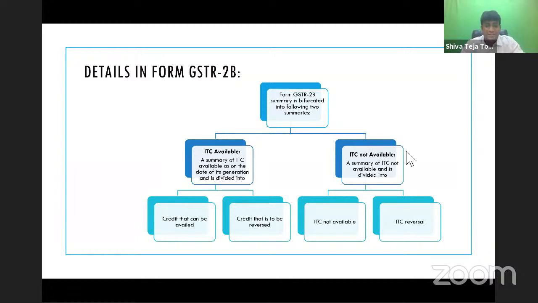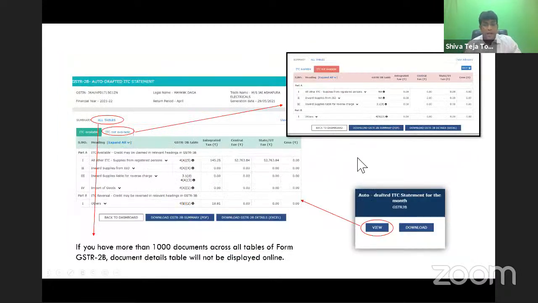Next point. One of our friends asked a question, sir, can you please explain credit that is to be reversed? I'll come to that point. We have further discussion on that credit reversal. We'll talk in detail, my dear friend. Don't worry. Next. 2B, you can see there, summary, where ITC available, ITC not available.